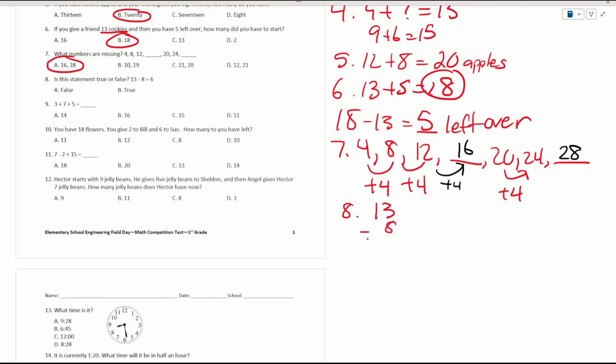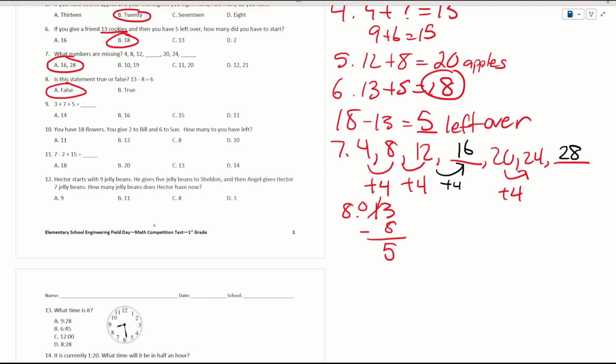So 13 minus 8. Let's say 3 minus 8, we can't do it. So borrow from 1, we get 0. So 13 minus 8, I can think of addition. 8 plus what gives me 13? It's going to be 5. This answer is not true because 13 minus 8 is not 6. So this is false.